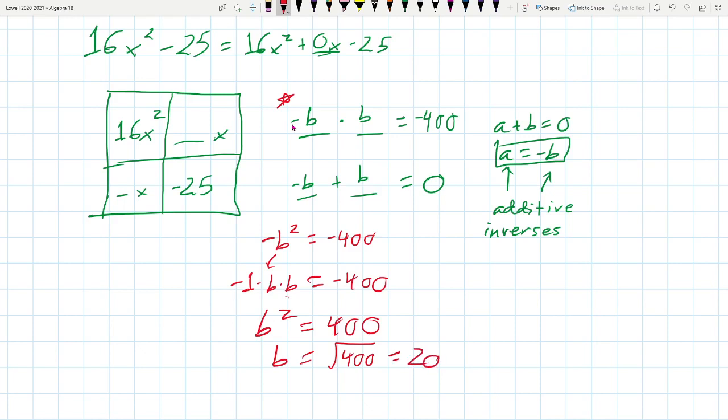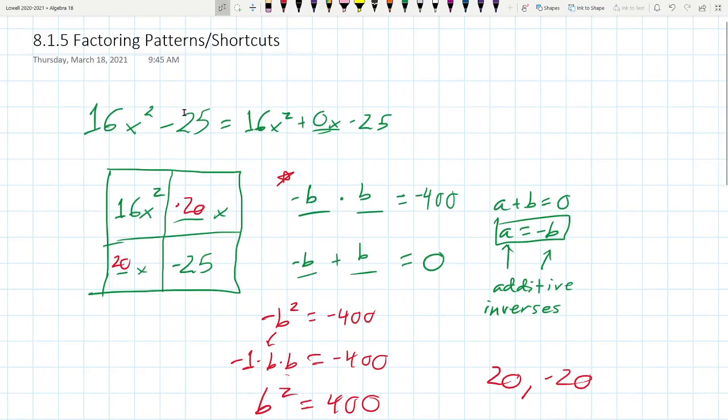Okay. So what have we shown at this point? Well, we've shown that my two numbers a and b are 20, and remember a is the negative version of that, and negative 20. And so one of these boxes is going to be negative 20x, and the other one's going to be positive 20x. And again, now we have done the hard part. And so let's just finish this off now.